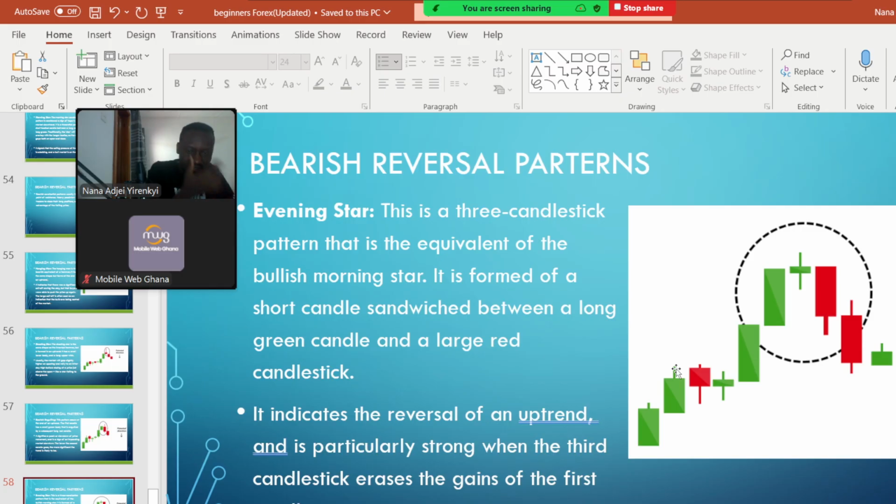That three-candlestick pattern can be found at a resistance area, and it is a clear confirmation of price pushing to the downside.